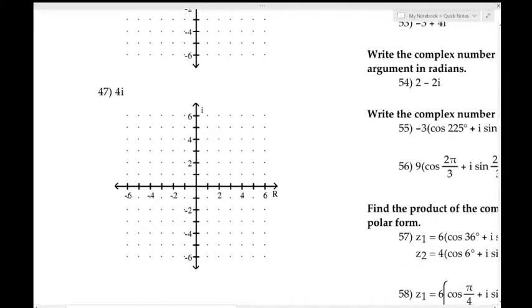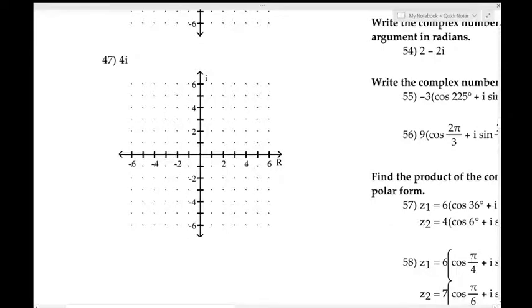Okay, next, number 47. When we're talking about a number that has no real component, we can view it as 0 plus 4i. That's a complex number and its real part is 0, meaning that if I start at the center 0, 0, I don't go left or right, I just stay there, and I go upwards 4 units right here. So therefore that is my point 4i.